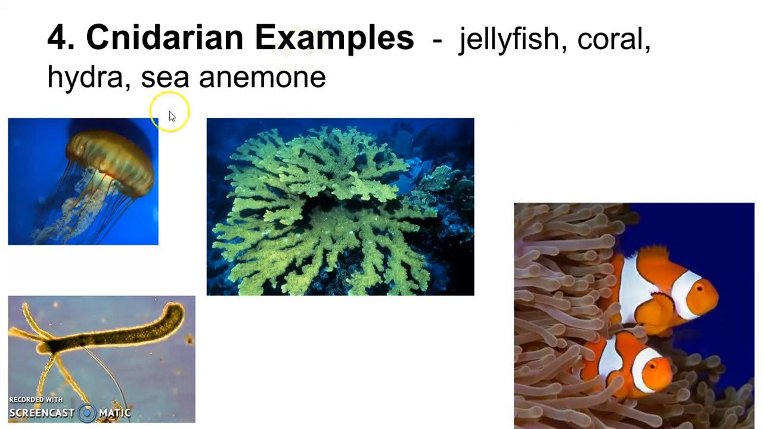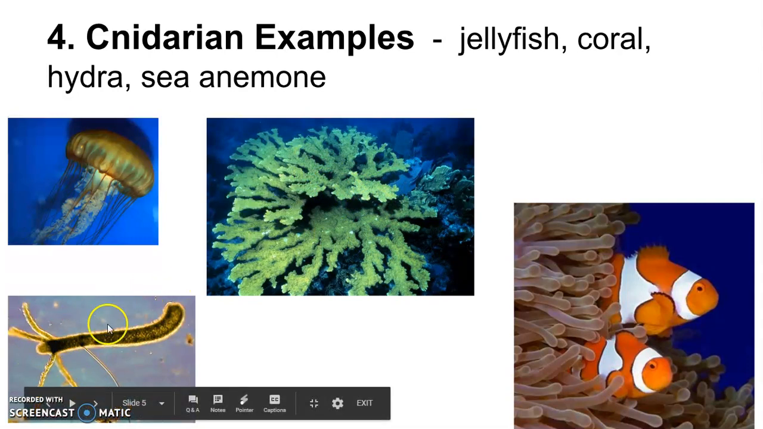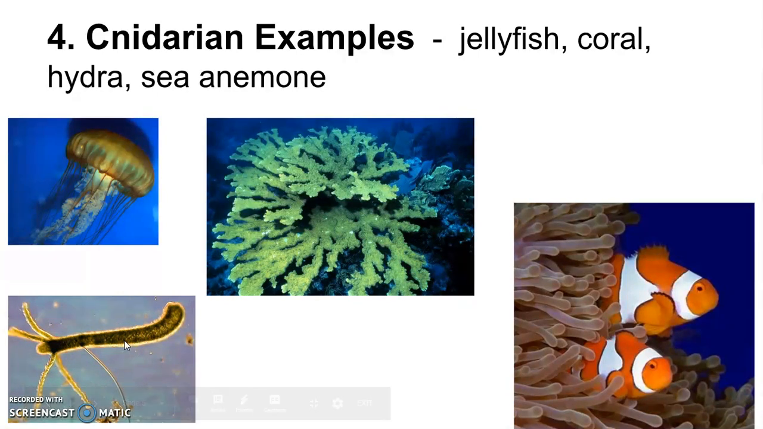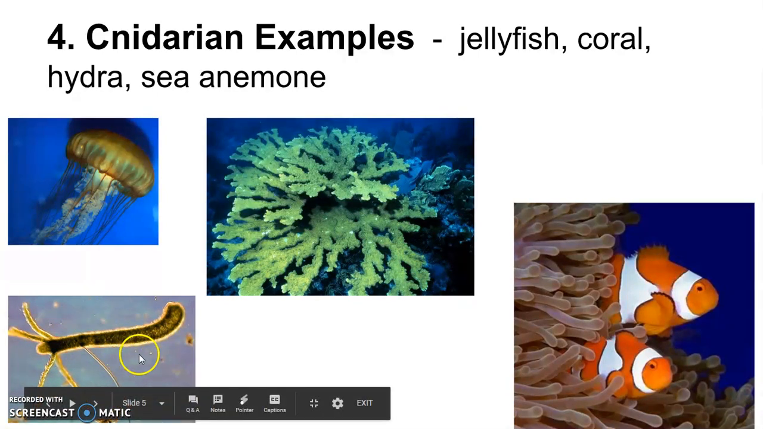Examples of Cnidarians: you have jellyfish, and there's lots of species of jellyfish. They range in size from teeny tiny ones that you can barely see to huge ones. This is coral, or one example of coral. And coral usually build up on a coral reef, so you'll have lots and lots of species living together on a coral reef. You've got the hydra, which is very small, and you need either a magnifying glass or a microscope to see the hydra. And then this is a sea anemone.